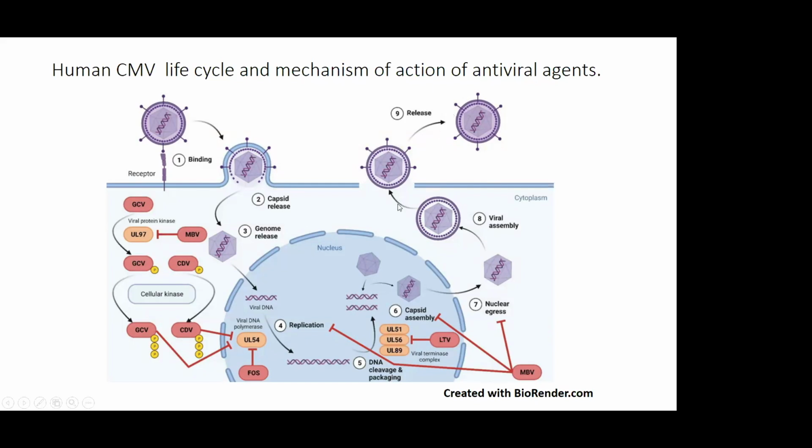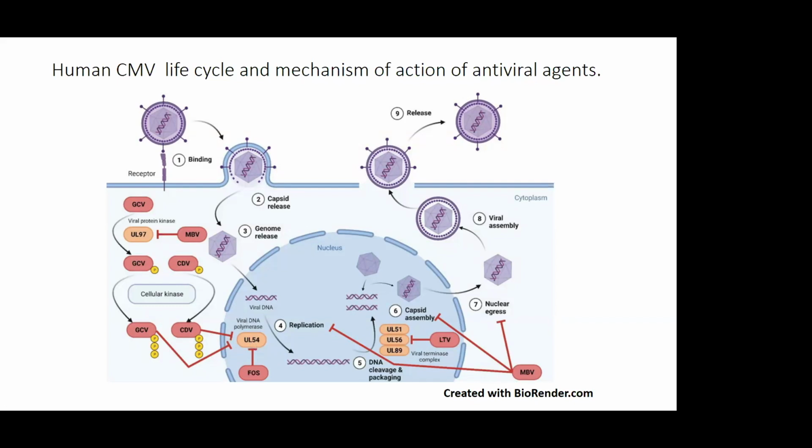Now let's talk about the 4 or 5 medications that we use against CMV. There is a very important step, which is the viral DNA polymerase catalyzed replication. 4 of the antivirals that we use for CMV target this enzyme, the viral DNA polymerase, and it's called UL54. It's the product of the gene UL54. So it is targeted by cidofovir, by ganciclovir, by foscarnet, and by maribavir. The 4 of them target the UL54.